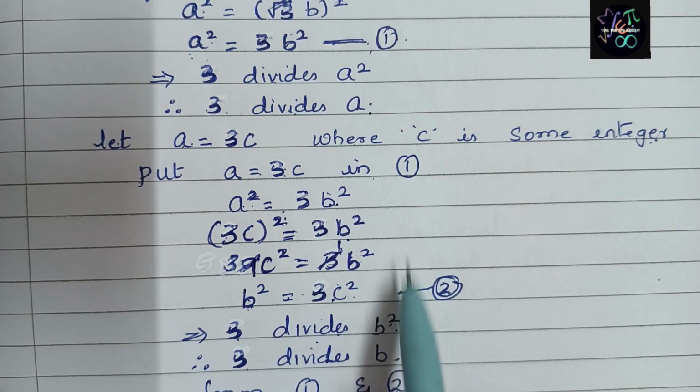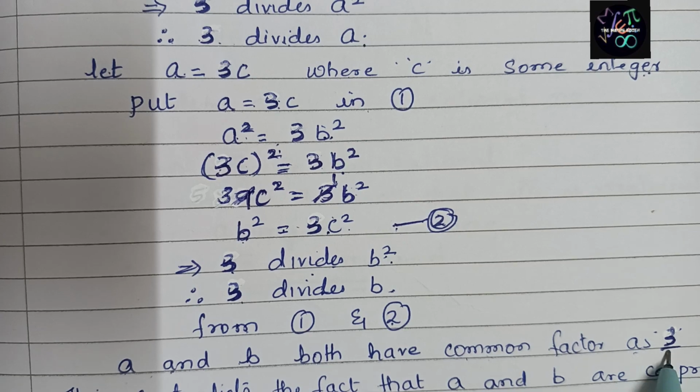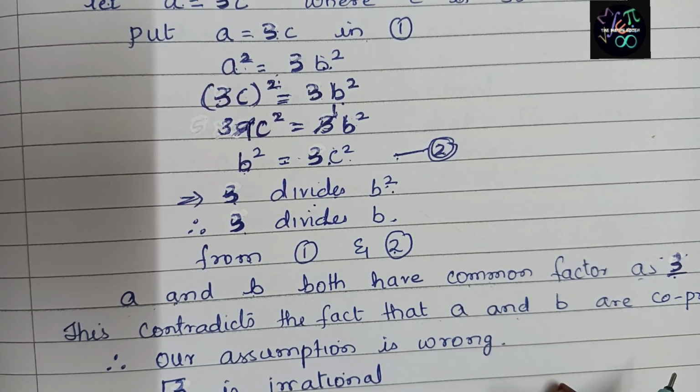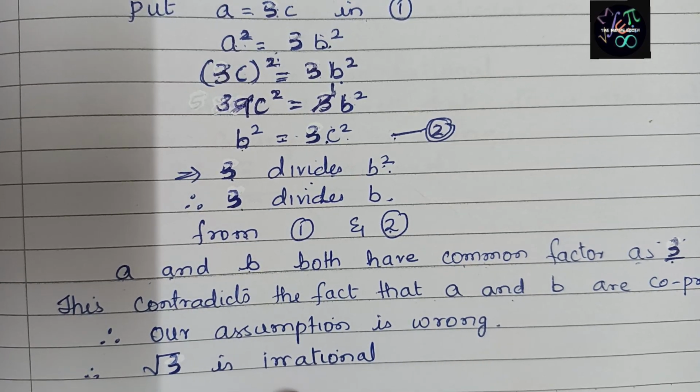From equations 1 and 2, we can see that a and b both have a common factor 3. Therefore, this contradicts the fact that a and b are co-prime. So our assumption is wrong. Therefore, root 3 is irrational. So in this way, we have to write this question.